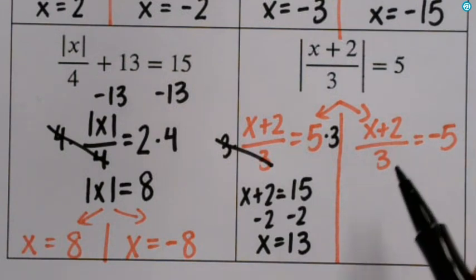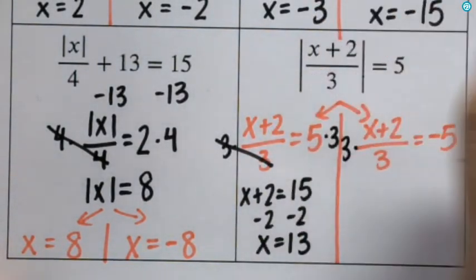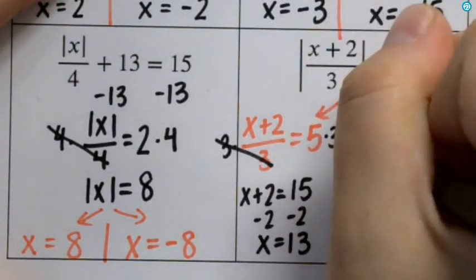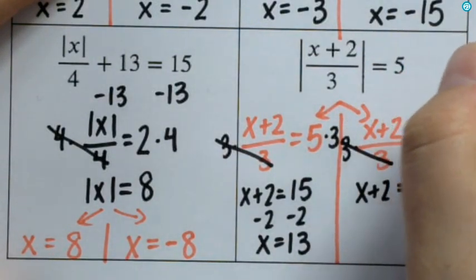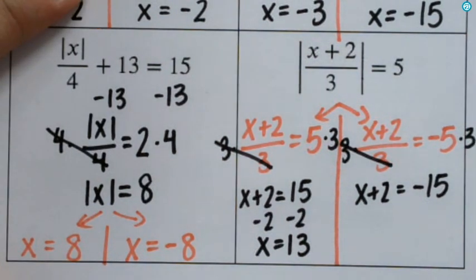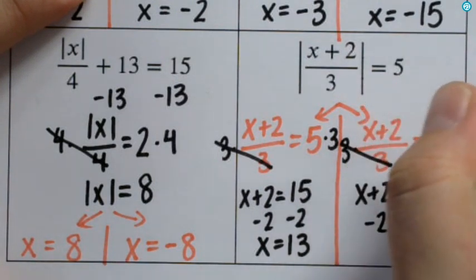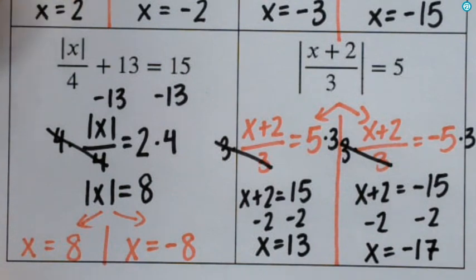For the other one, we've got x plus 2 all over 3 equals negative 5. We'll multiply both sides by 3. So same steps. We'll have x plus 2 equals negative 15. And then we'll subtract 2 from both sides. We'll get x equals negative 17.